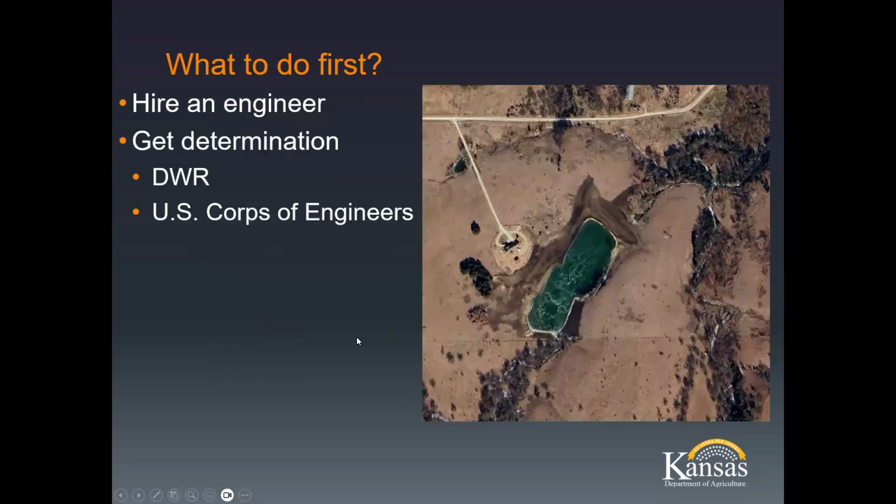What I tell people first is if you're going to build a dam or mess with a dam, first hire an engineer. The reason I say hire an engineer is because these things can be very complicated and require a lot of work. Second, get a determination from DWR and the U.S. Corps of Engineers about whether permitting is required. It is always good to ask first, then ask later, especially with the U.S. Corps of Engineers.